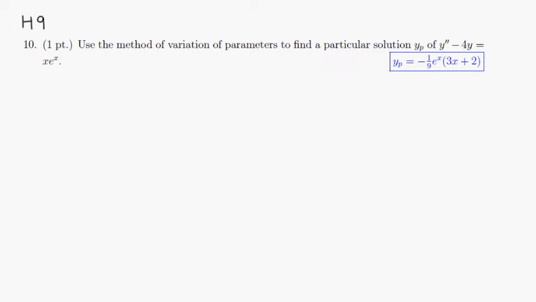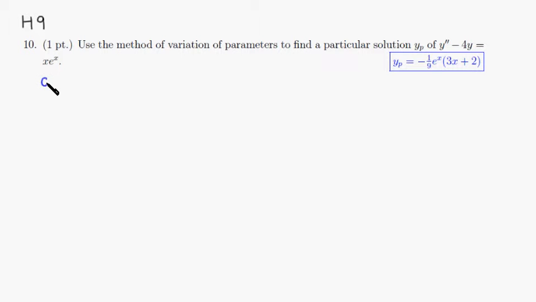All right, let's look at homework 9, problem number 10. We're going to use the method of variation of parameters to find a particular solution of this differential equation. So let's find the characteristic equation.